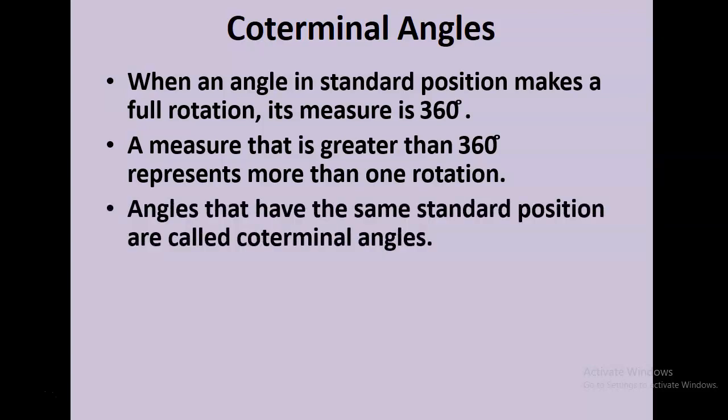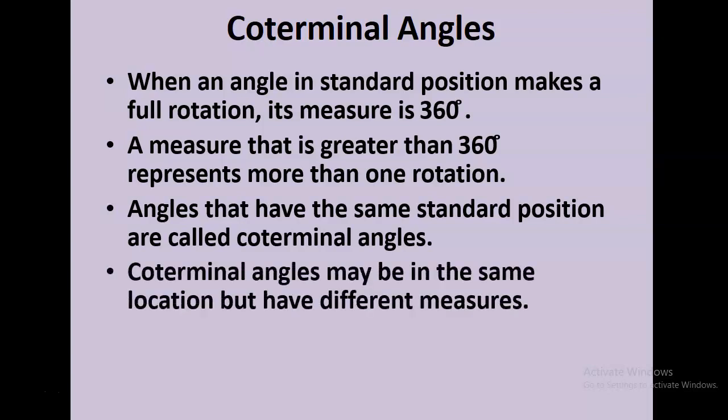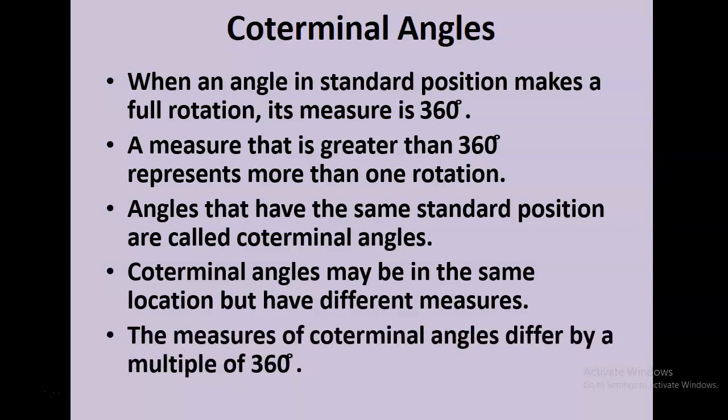Angles that have the same standard position are called coterminal angles. So 360 degrees and 720 degrees, since they end up in the same place, are what we call coterminal angles. Coterminal angles may be in the same location but have different measures. They're always going to differ by a multiple of 360. Basically, we're just adding 360 every time to get to the next coterminal angle.